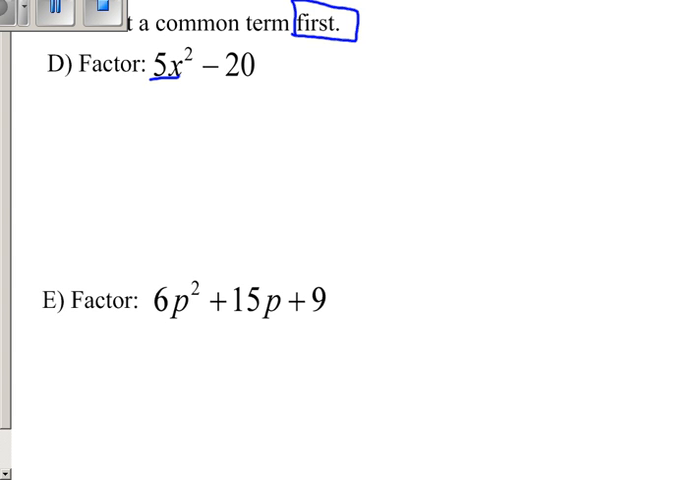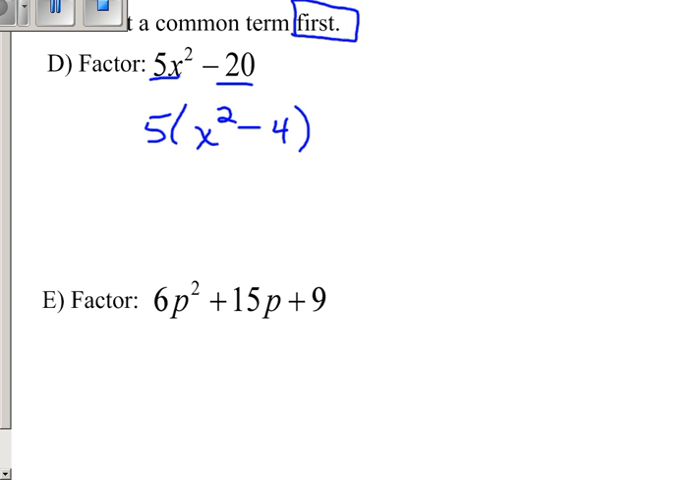So 5x squared and 20. What's my common term? 5. So I factor out a 5. Out of 5x squared, I'm left with x squared. I factor out a 5 out of 20, I'm left with 4. So I factored out my common term. I'm left with a binomial, 2 terms.